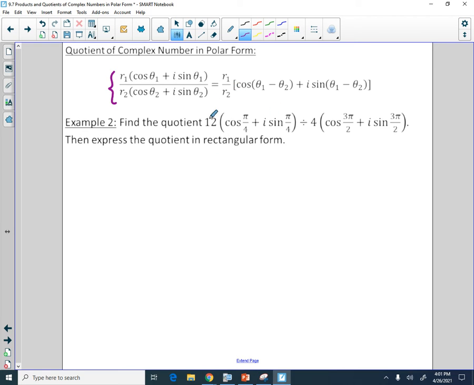So we have 12 cosine of pi fourths plus i sine of pi fourths, divided by 4 of cosine of 3 pi halves plus i sine of 3 pi halves, and we want to end up expressing that in rectangular form. Well, we can do 12 divided by 4, right? To find our new r, we do our first one, 12, divided by our next one, 4, which is going to give us 3. And then our new theta is going to be our first term, pi fourths, minus 3 pi halves.